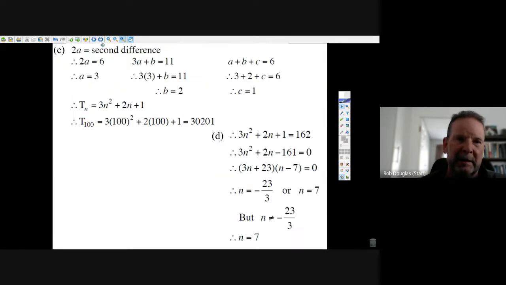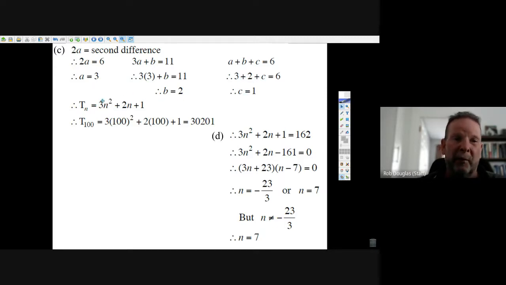So the second difference is what you let 2a equal. 3a plus b equals 11 is the first difference. And a plus b plus c equals 6 is the first term. Well, you just solve for a. You get 2a equals 6, so a equals 3. Then you put 3 in here, and you go 3 times 3 is 9. B must be 2. And then you know that a and b are 3 and 2. So if that's 5, c must be 1.